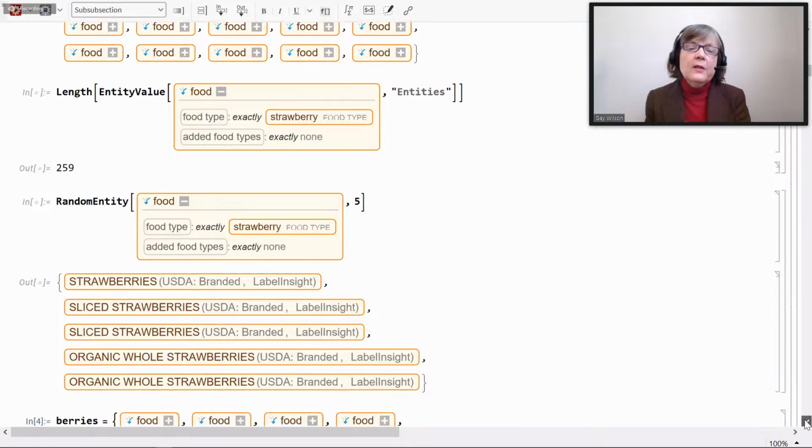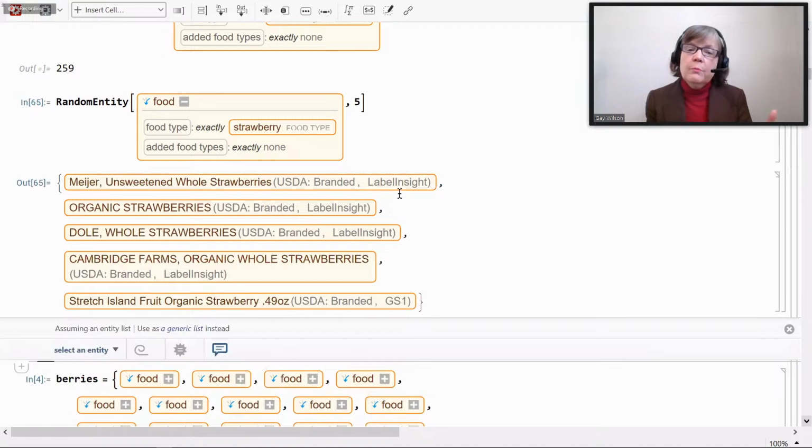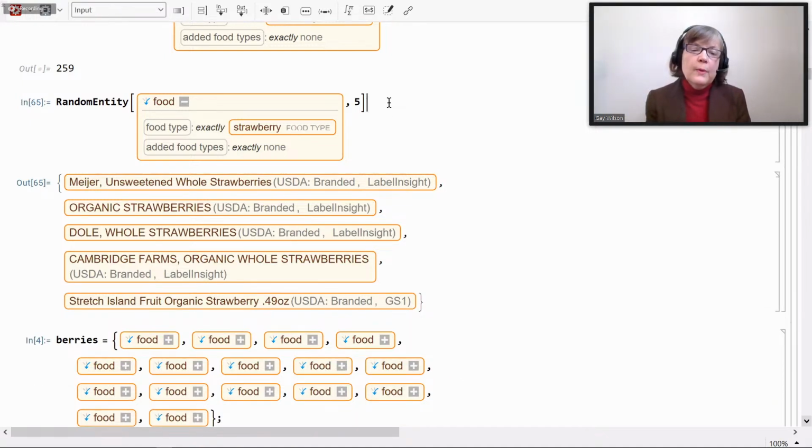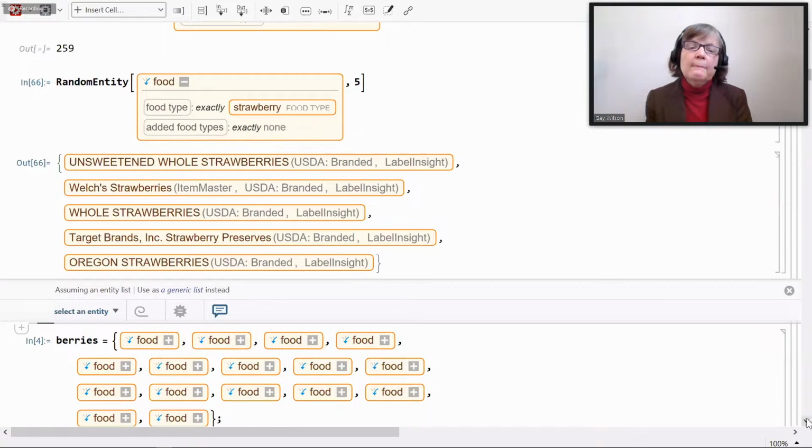In fact, what I've done here is I said, let's just, of the 259, randomly look at 5 of those berries and see here's a variety. USDA has lots of strawberries in their database that we use. So if we also want to see who else we've got behind it, we've got all these different branded strawberries of those 259. So this is just showing you the variety of actual explicit data that's behind each entity of food that we're going to work with today.